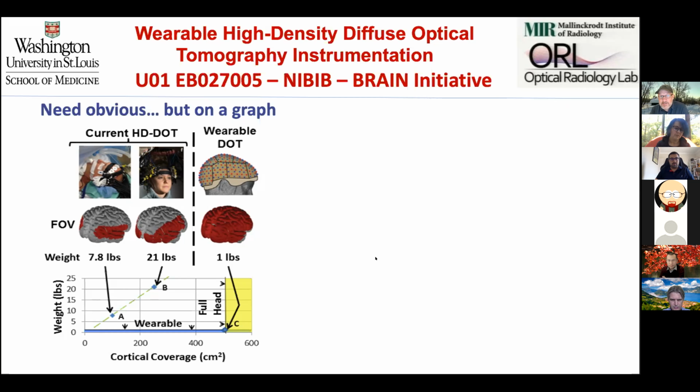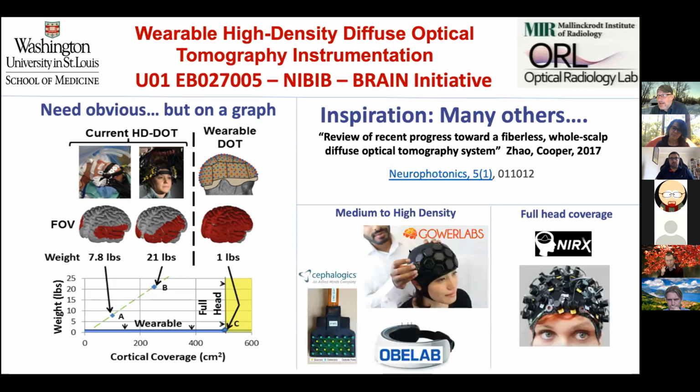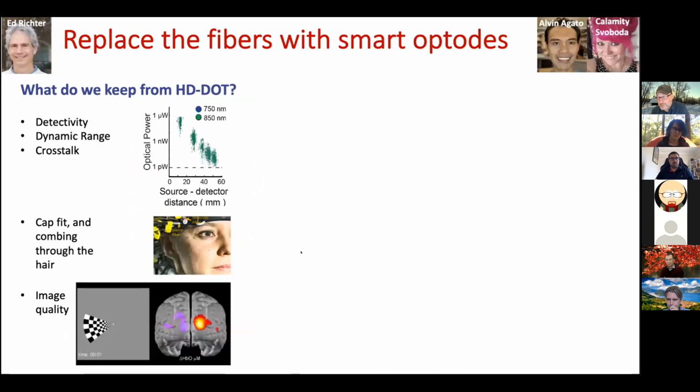So our inspiration for this came from many other groups who've been working on these fiberless systems for a number of years. And this is well captured by Rob Cooper's review article in 2017. And then as we just heard from Chin Chin and some other groups, there's been some work since then on medium to high density imaging arrays. And other groups have focused on full head coverage. So what we're looking for is high density and full head coverage.